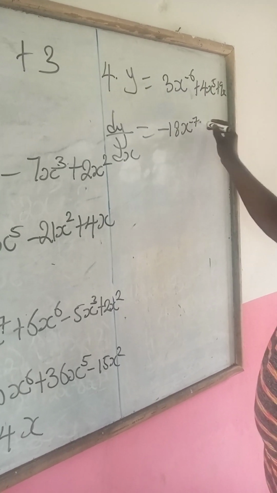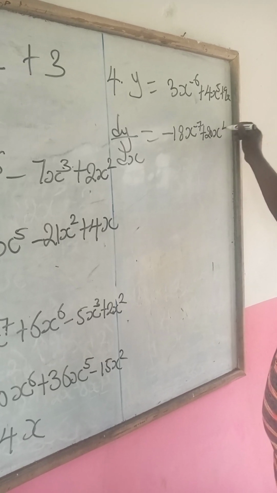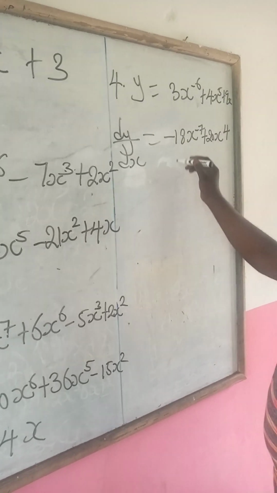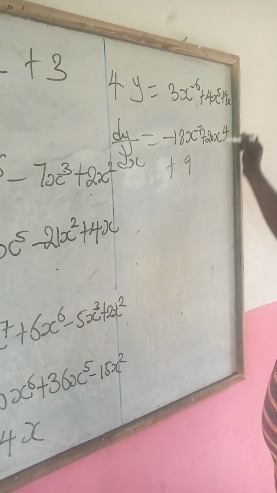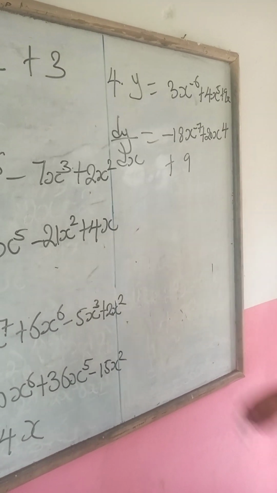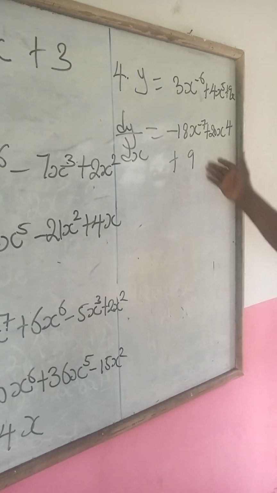Then 5 times 4 is 20, x raised to the power 4, because 5 minus 1 is 4. Then plus, the power 1 is here naturally. 1 times 9 is 9. Then 1 minus 1 is 0. x raised to the power 0 is 1. This is going to be our dy/dx. You can see that it's very simple.